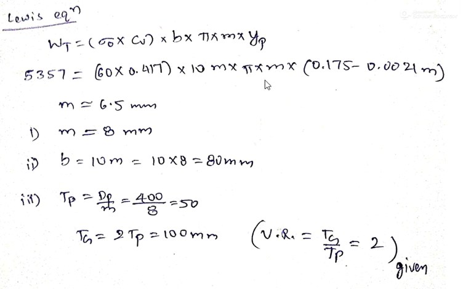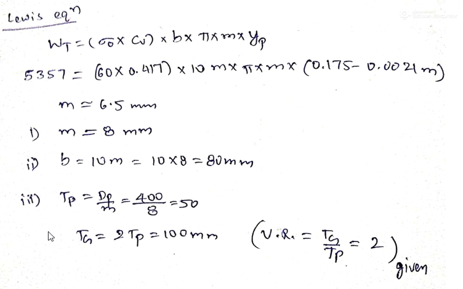When you simplify this equation, you will get some quadratic or cubic equation that you have to solve in the calculator, and when you simplify you get approximately 6.5 mm as the module, and the next standard module is 8 mm. So let us take 8 mm as the standard module. That is the first bit. The second bit is to calculate the face width, which is given as 10 times the module, so 10 into 8 gives 80 mm as the face width.